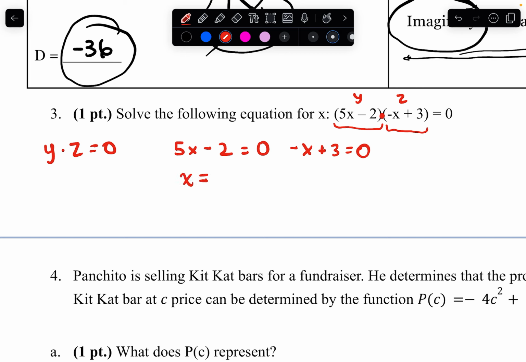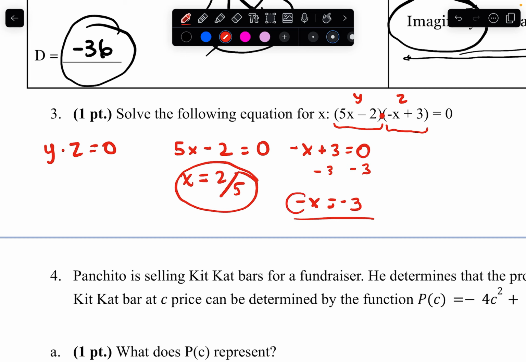You add 2 to both sides, and then we will divide by 5. So that's going to give us 2 over 5. And here we're going to subtract 3 from both sides, so we have negative x is equal to negative 3. The saddest thing I've seen on your test is that some of you got to this point and either stopped or you said, oh, this is the same thing as subtracting 1, so the opposite of that is to add 1 to both sides. And that is just super sacrilegious.